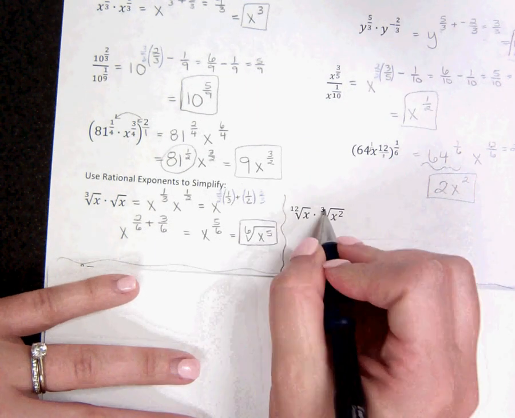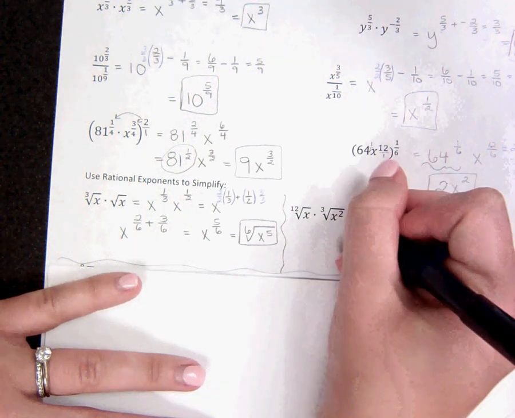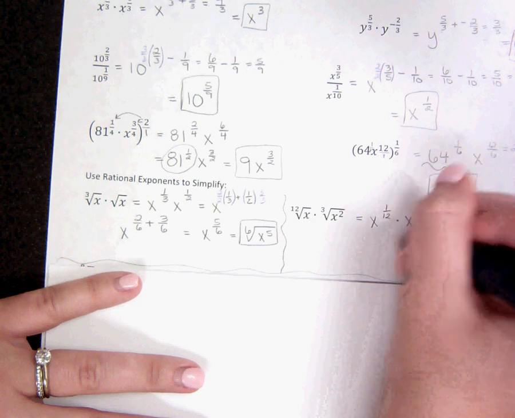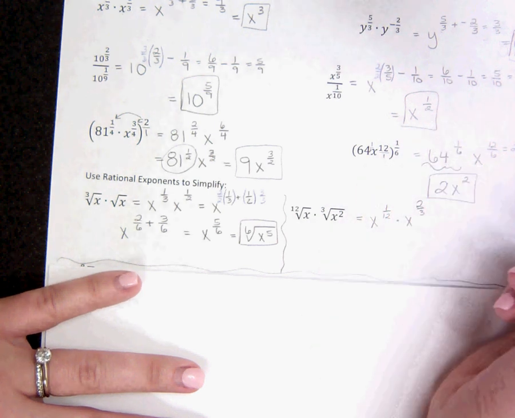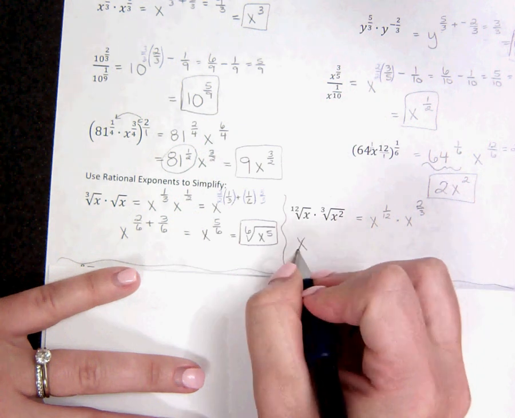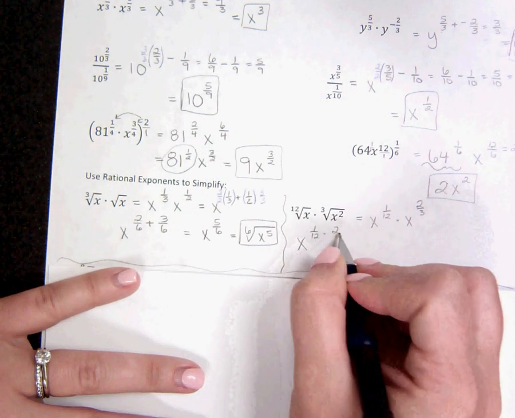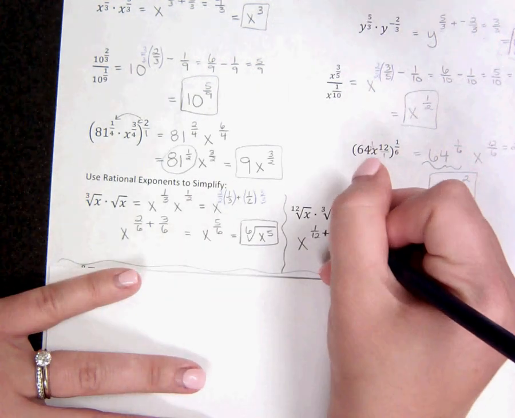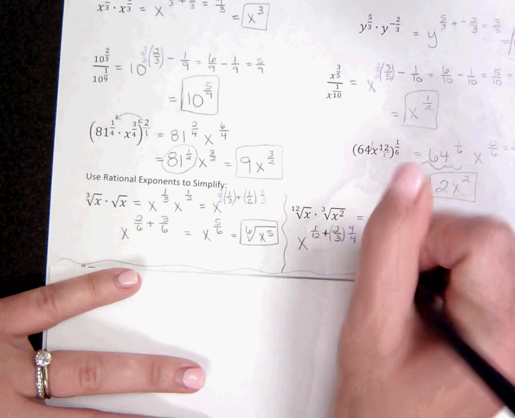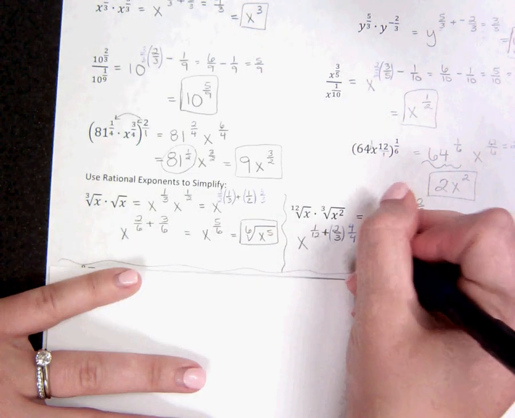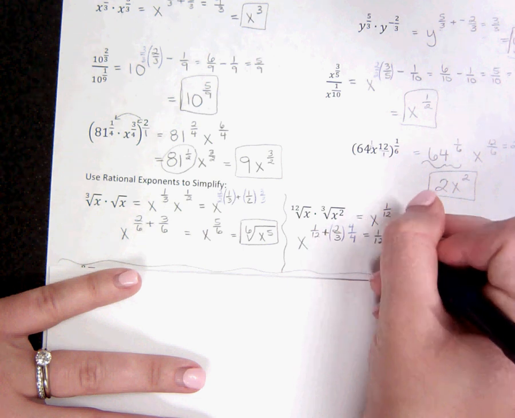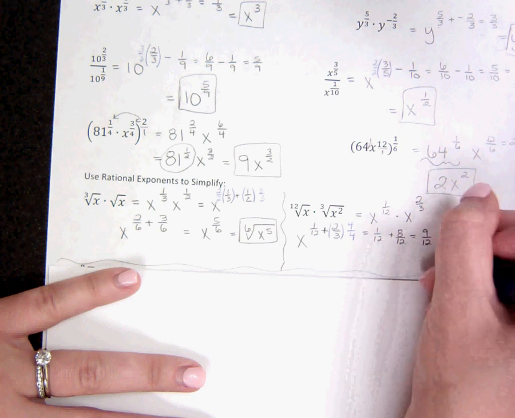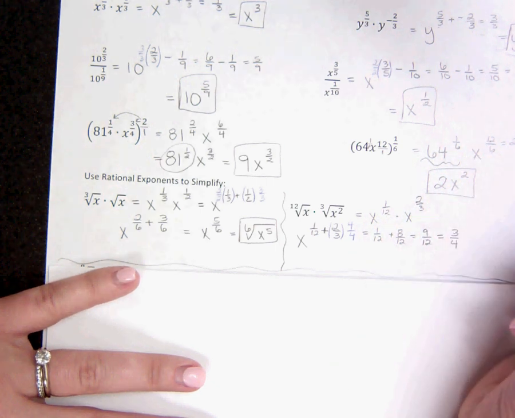Same idea here. As it stands right now, it looks like there's nothing I can do, but if I convert it to rational exponents and make this x to the 1 over 12 times x to the 2/3, then I can use fraction rules to add them together. So 1/12 plus 2/3. I'm going to multiply this guy by 4. That's going to give me 1/12 plus 8/12, which is 9/12, which reduces to 3/4.